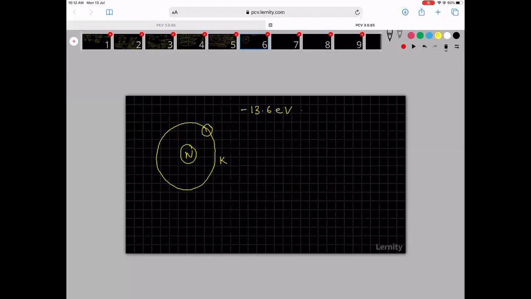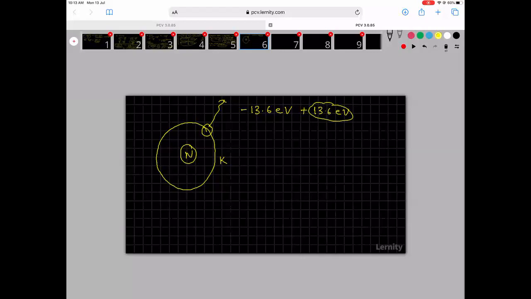Now if you supply it with an energy equal to 13.6 electron volt, then this electron will escape. It will not be there with hydrogen anymore. So if you want to remove this electron from a hydrogen atom, you have to supply so much energy for one atom.